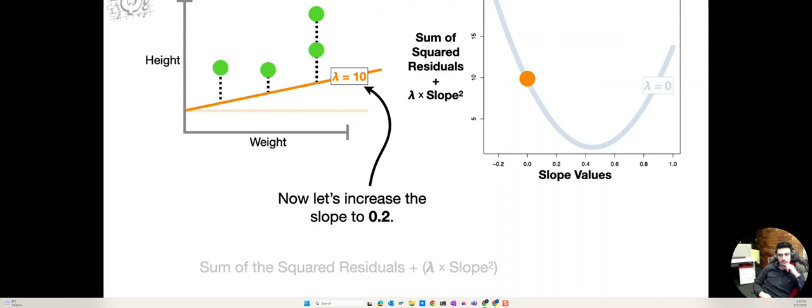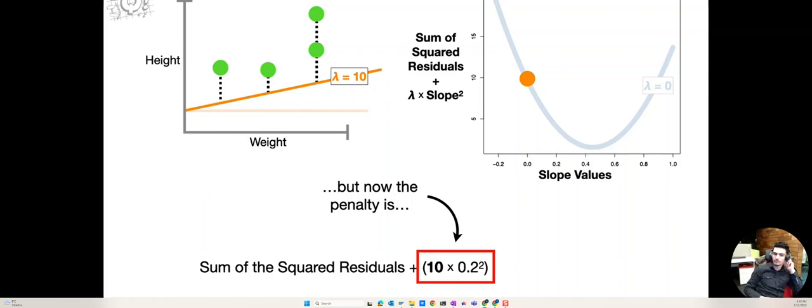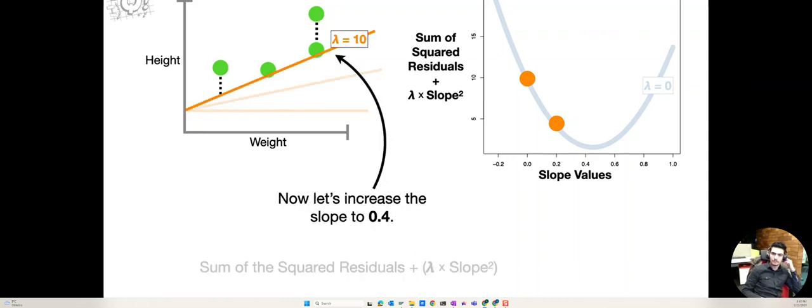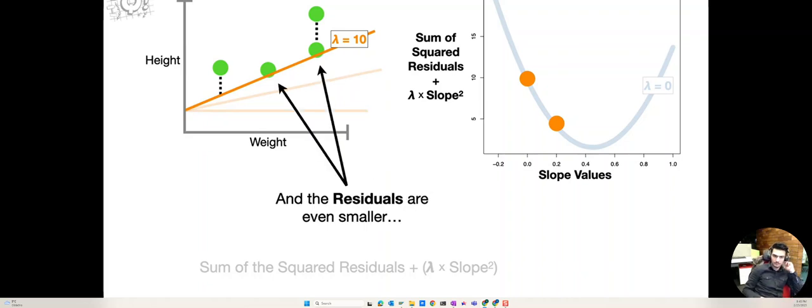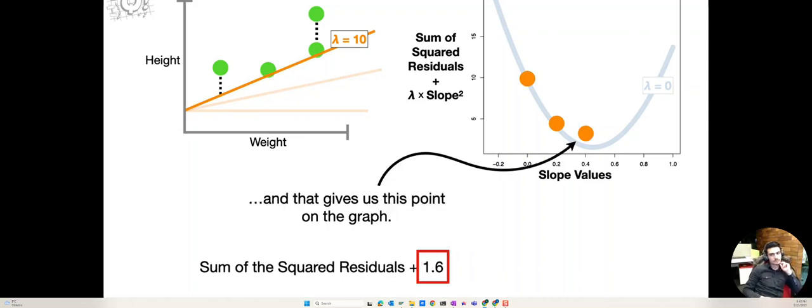Now let's increase the slope to 0.2. Note, the residuals are smaller than before, so the sum of squared residuals is smaller than before. But now the penalty is 0.4. And that gives us this point on the graph. Now let's increase the slope to 0.4. And the residuals are even smaller. But now the penalty is 1.6. And that gives us this point on the graph.